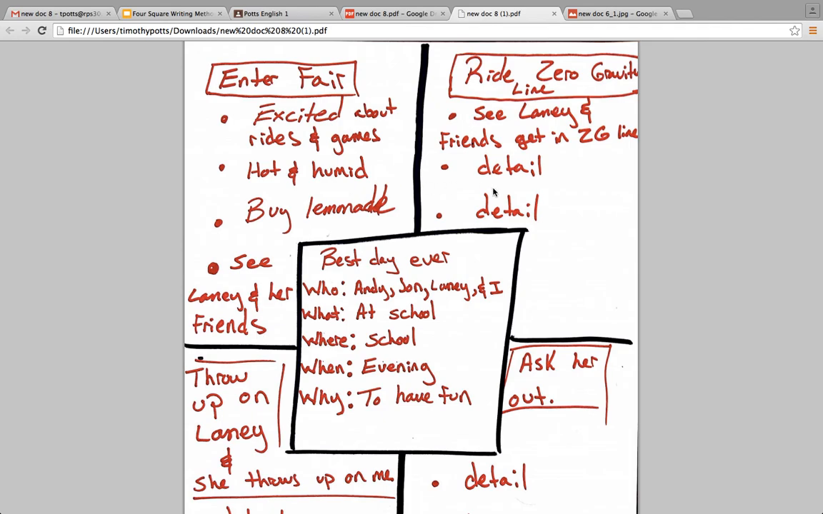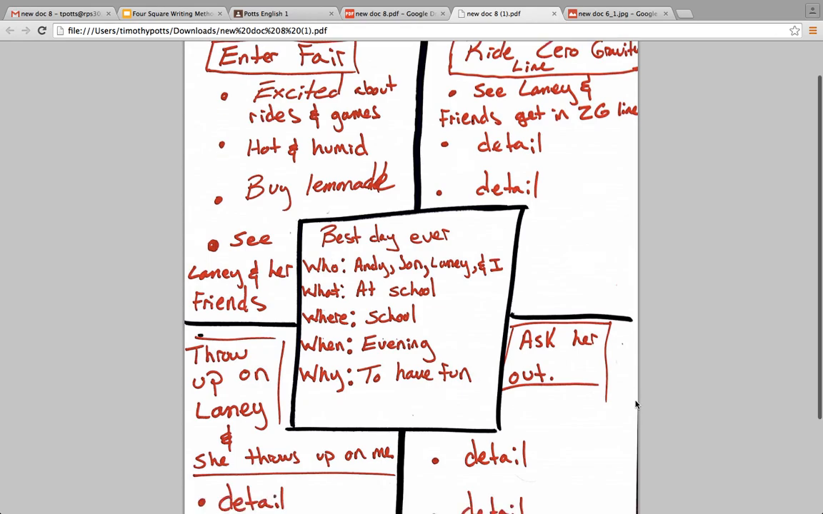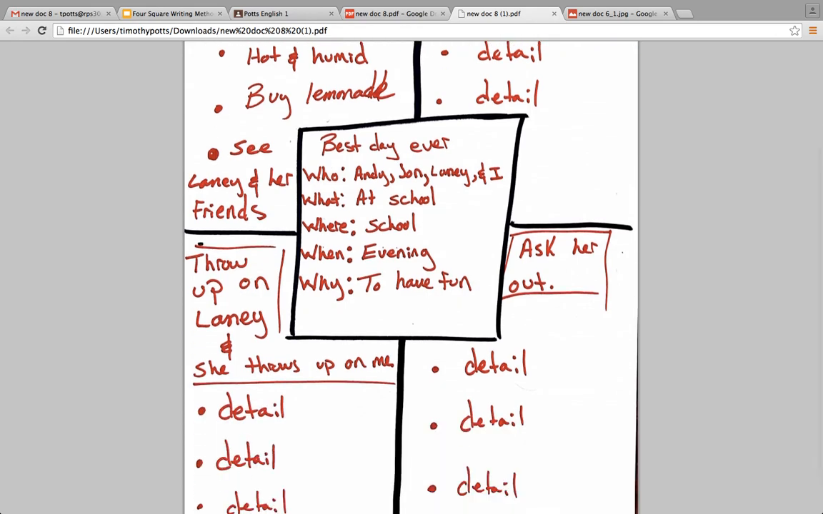Then I go to the next event, ride the zero gravity line. Then the next one, and this was kind of funny, throw up on Lainey, and she throws up on me. And then the final one, asking her out. If you go back to the former outline, you'll notice that your final event has to be a big ending. So this is where your climax, falling action, and resolution will take place in this final box. And that's that.